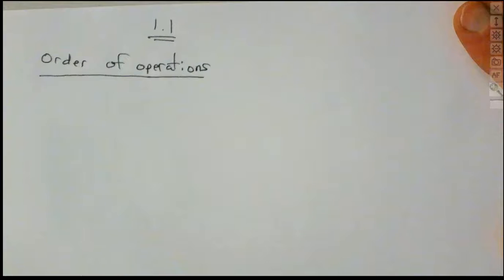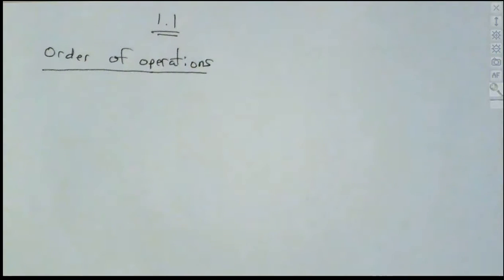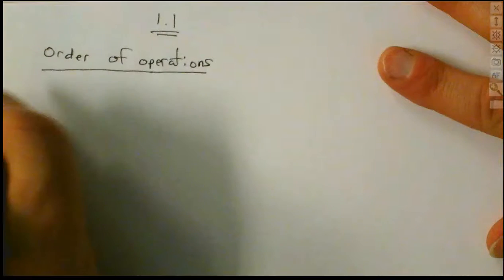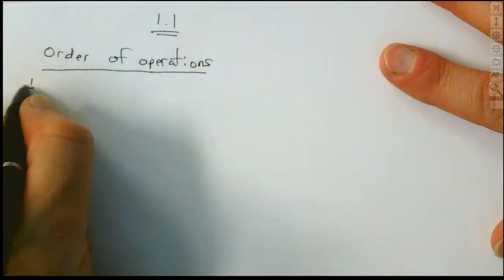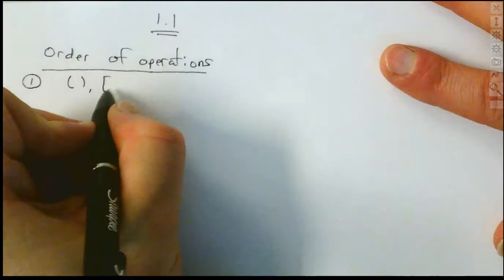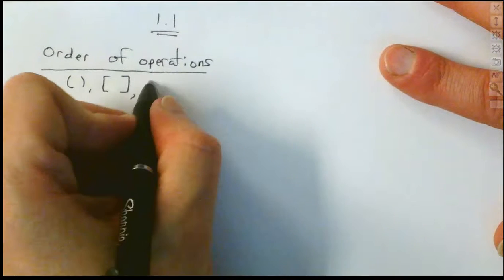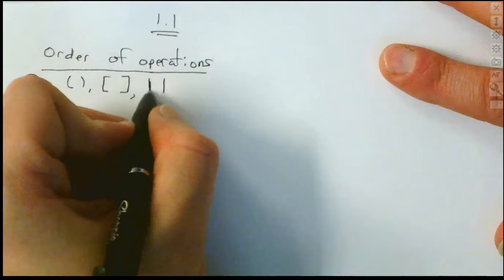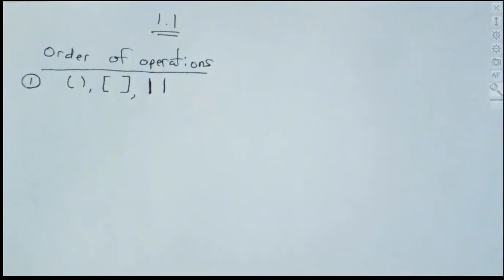So we're going to look here at our basic order of operations. Now, in mathematics, we have to do things in a certain order. Mathematics is all about order. And so we don't want chaos, so we have to do things in a specific order. And so the first thing that we always do when we look at our order of operations is we look at our parentheses, square brackets, and then our absolute value bars. So those are going to be the first things that we work through.